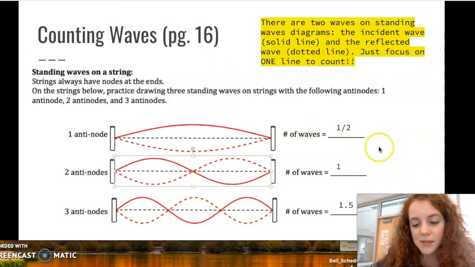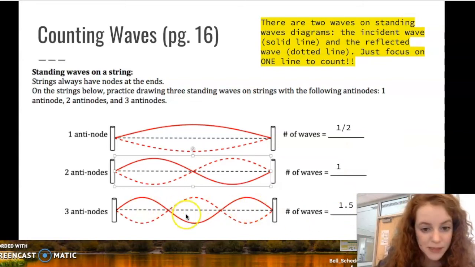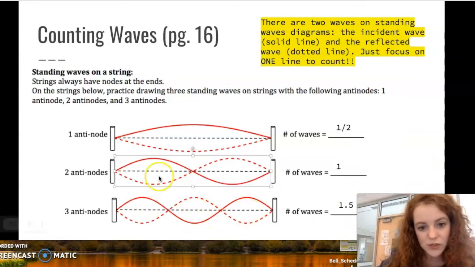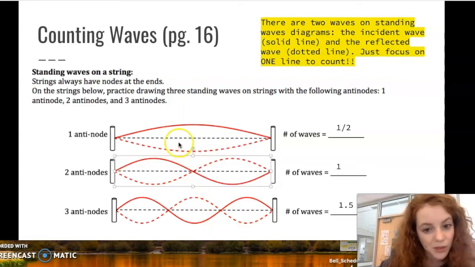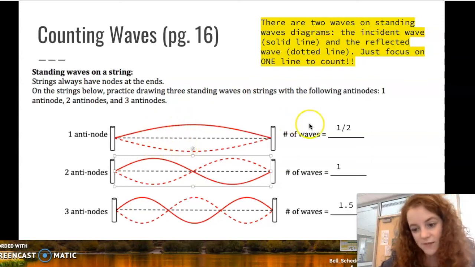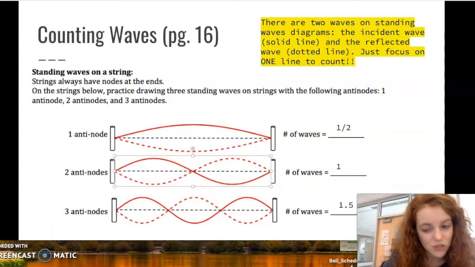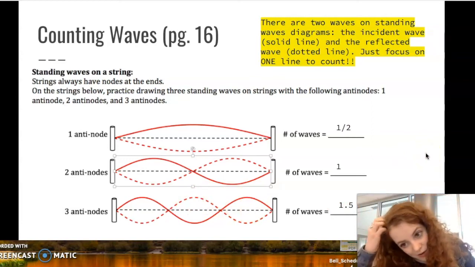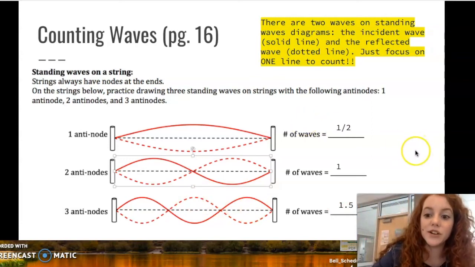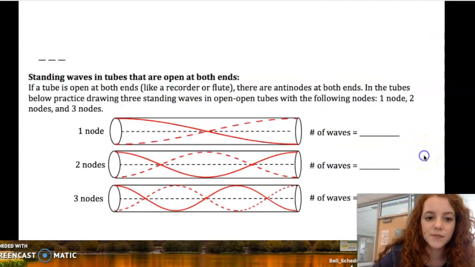One way that sometimes students like to do this is they like to count the number of bumps and divide by 2. So if you see 1 bubble, that would be 1 divided by 2 waves. If I see 2, that's 2 divided by 2, that's 1 wave. If I see 3, that's 3 divided by 2, that's 1.5. So sometimes students like to do it that way when you're counting waves.